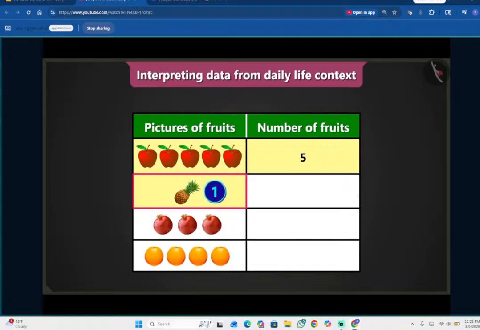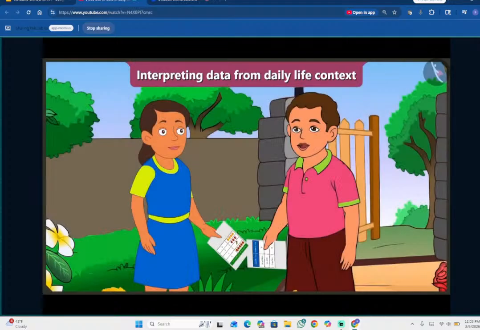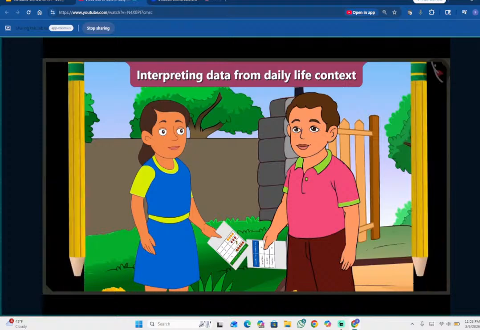Similarly, there is 1 picture of pineapple. So we have to write the number of pineapples 1 in the column of number of fruits. There are 3 pictures of pomegranate. So we have to write the number of pomegranates 3 in the column of number of fruits. There are 4 pictures of oranges. So we have to write the number of oranges 4 in the column of number of fruits. Absolutely right, Bubbly. Now you will be able to interpret the data given in the table, won't you? Yes, it is very easy to interpret the data given in the table. Thank you, Bunty.